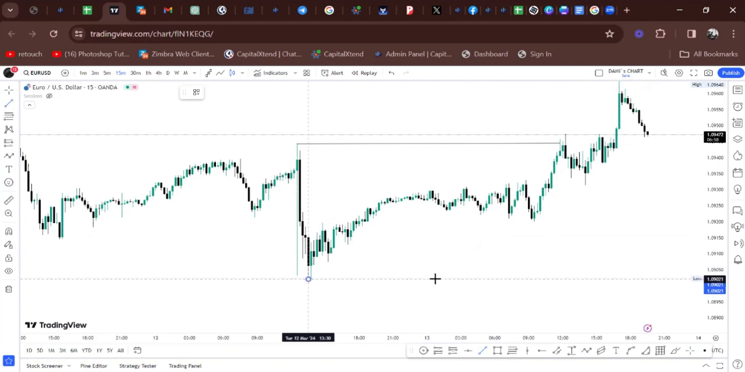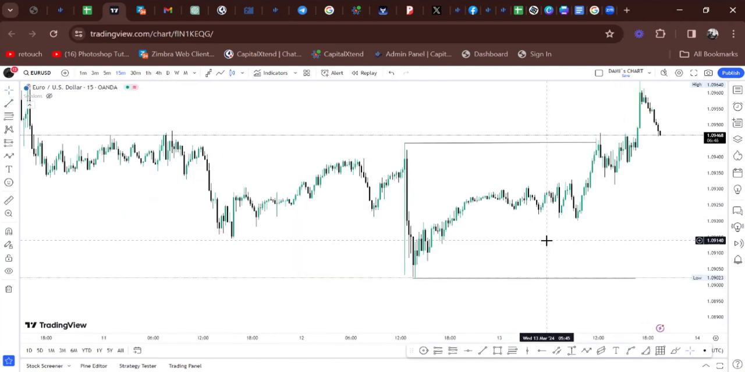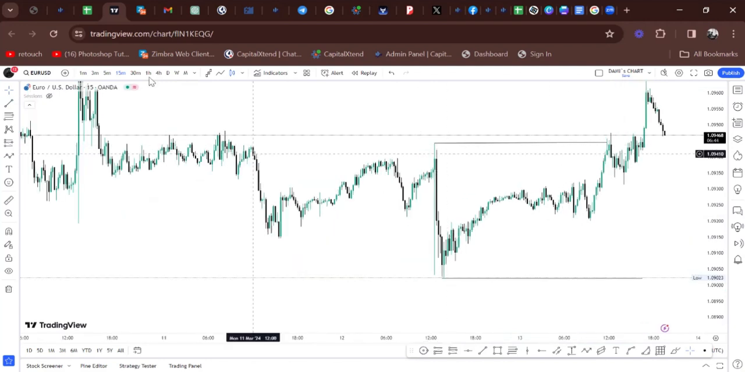Structure. What do I mean by structure? Your highs and lows that we just talked about. Now, when I draw this high and I draw this low, what are you seeing? You are seeing a resistance right here, and you're seeing a support right here. Now, when you have your highs and your lows, that is your support and your resistance.